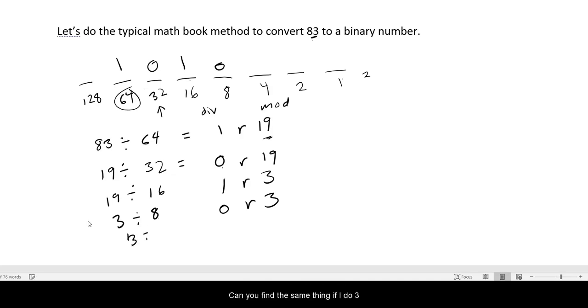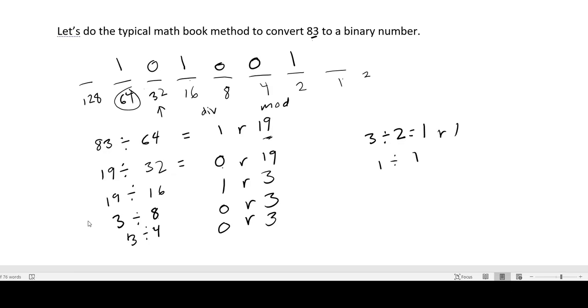I'm going to find the same thing. If I do 3 divided by 4, I have no whole number quotient: 0, remainder 3. Then if I do 3 divided by 2, I get 1 with a remainder of 1. So I put a 2. And then if I do 1 divided by 1, I get a 1 with a remainder of 0.